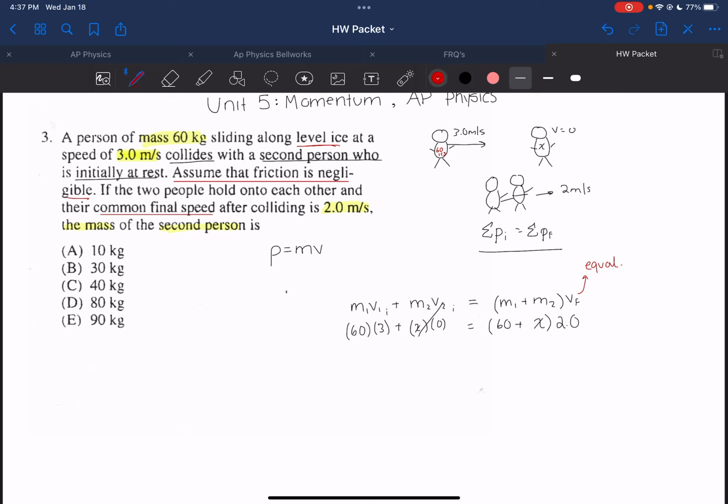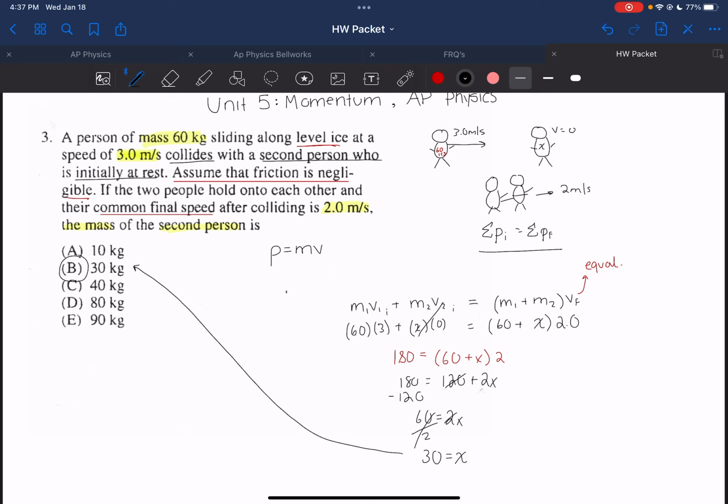So now we just have to do an algebra problem. 60 times 3 is 180, which is equal to 60 plus x times 2. You distribute the 2 and get 180 equals 120 plus 2x. Subtract 120 to get 60 equals 2x, which tells you that 30 is equal to x. So the mass of the second person is 30 kilograms.